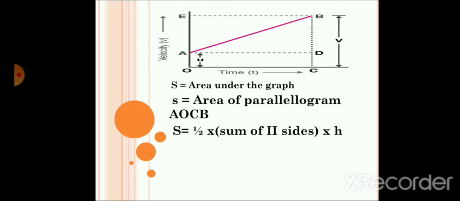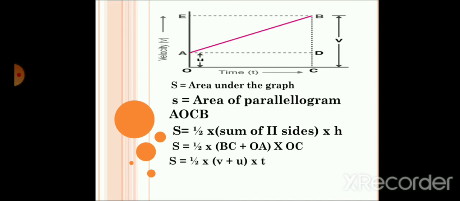So what is the formula for finding the area of parallelogram? Area of parallelogram is given by half into sum of the parallel sides into height. So from the graph, see what is the parallel side. The parallel sides are AO and BC and the height is OC. So I'll substitute the value. S equal to half into BC plus OA into OC. So what is the value of BC from the graph? BC is equal to V and OA is equal to U. OC is equal to T. Okay, so S becomes half into V plus U into T.